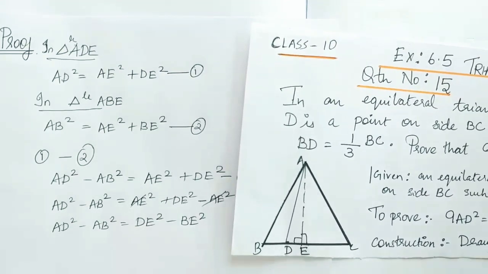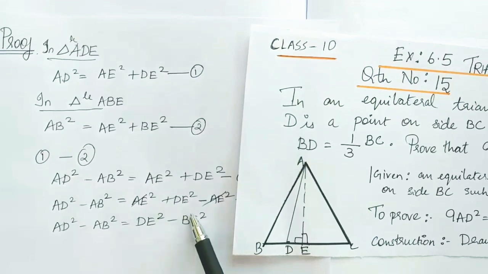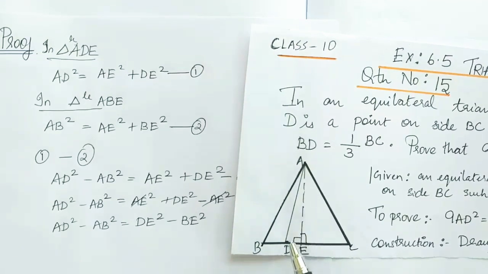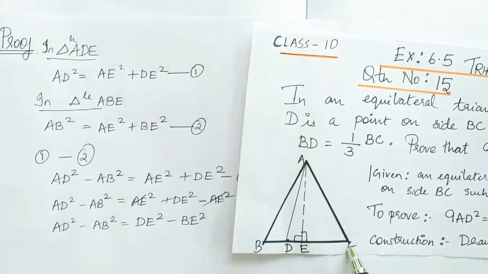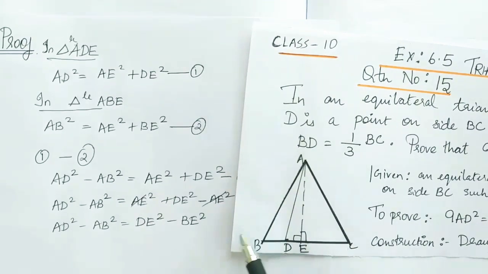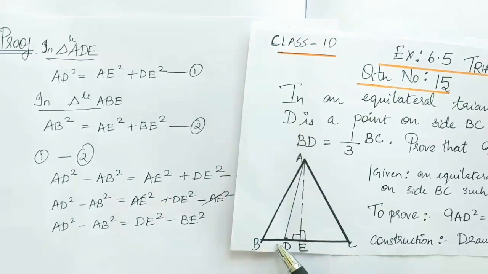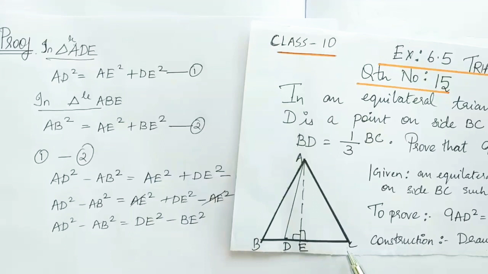What we have to do next is express DE and BE in terms of BC. After we express this in terms of BC, since AB is equal to BC, we can write it as AB also. That is, after expressing in terms of BC, in the place of BC we can substitute AB and thus we'll be getting the answer. Let us see how to do this. It is already given that BD is equal to 1 by 3 BC. Isn't it? BD is equal to 1 by 3 BC.